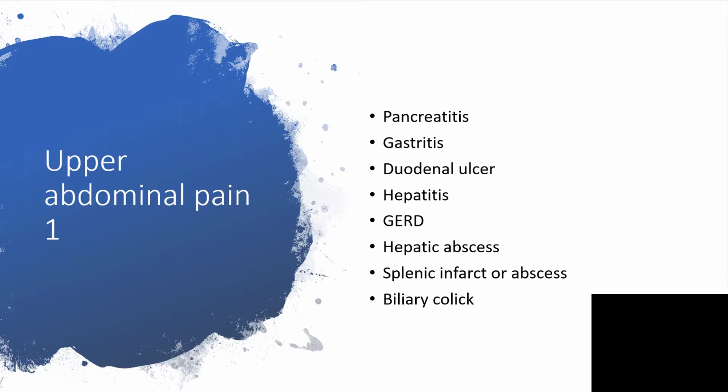If it's the upper part of the abdomen, it could be pancreatitis, inflammation of the pancreas. It could be gastritis, if it is affecting the stomach. It could be duodenal ulcer, hepatitis, gastroesophageal reflux disease, liver abscess, splenic abscess or infarct, biliary colic, or gastric ulcer also.